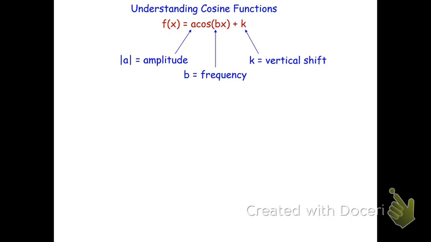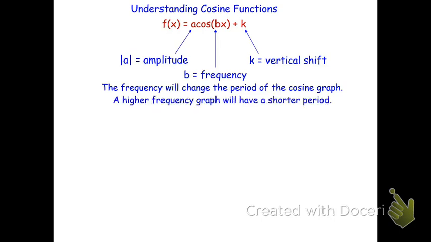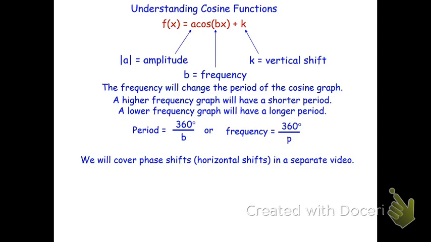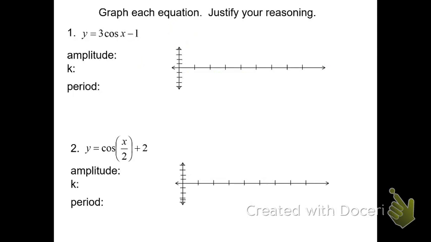Now the frequency is what changes the period of the cosine graph. A higher frequency will mean a shorter period. A lower frequency will mean that it takes a longer period for the cosine to complete a cycle. The period for cosine can be found by using 360 degrees divided by the frequency, or we can find the frequency by taking 360 degrees and dividing by the period. We're going to cover horizontal shifts in a separate video.